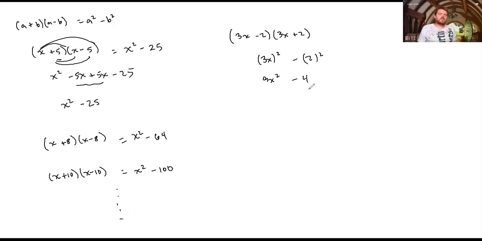Your x term doesn't always have to be on the left side of the binomial. Usually it is, but not always. So for instance, if I had 1 minus 6x times 1 plus 6x, even though the x term is on the right instead of the left of the binomial, it's the same process. I would do the first term squared minus the second term squared.